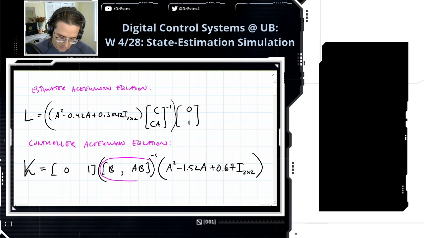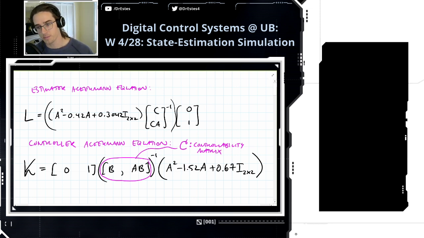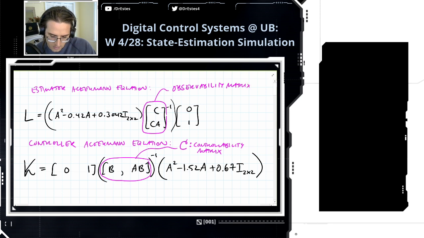And I'll just point this out one more time. This B, AB, we call it C. This is the controllability matrix. You have to be able to invert this matrix for your system to be controllable. So it's like a check you can do in advance before you even try to design a controller to be like, can I actually control this thing? And then this matrix is the observability matrix. And I like to call this like O, capital O with a curly thing.